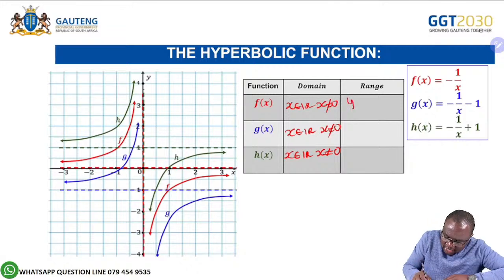Now the range is the one which changes. So y is an element of real numbers, but y cannot be equal to 0, linked to the q value there. Right, y is an element of real numbers, but y cannot be equal to negative 1.